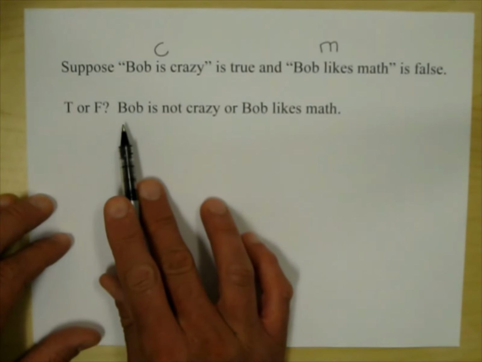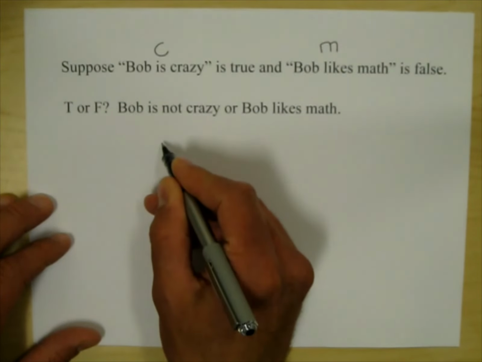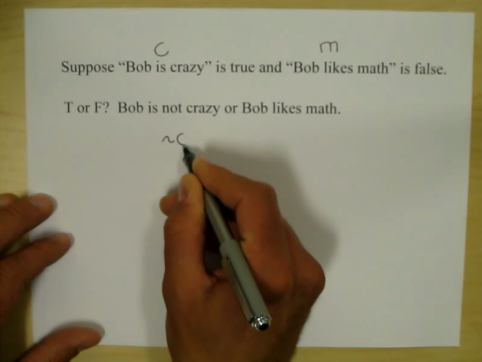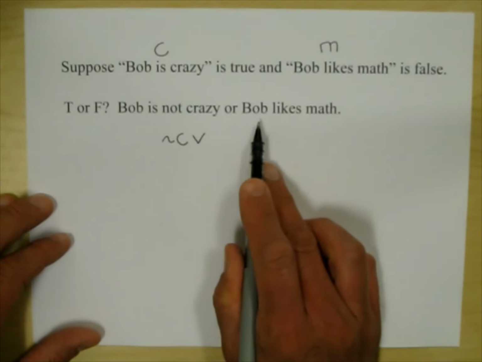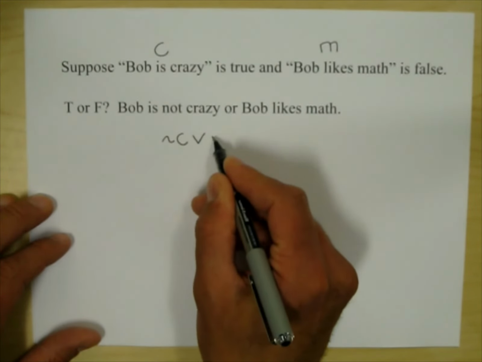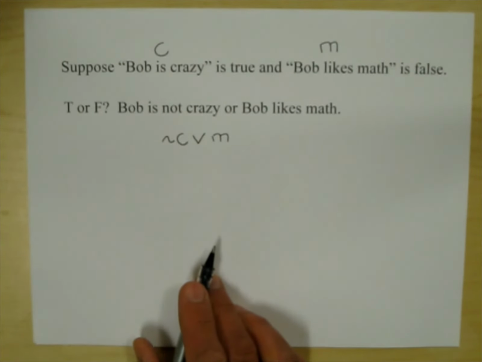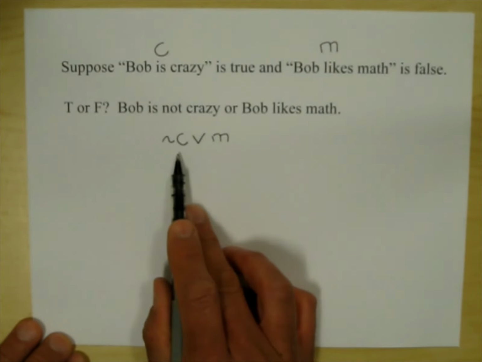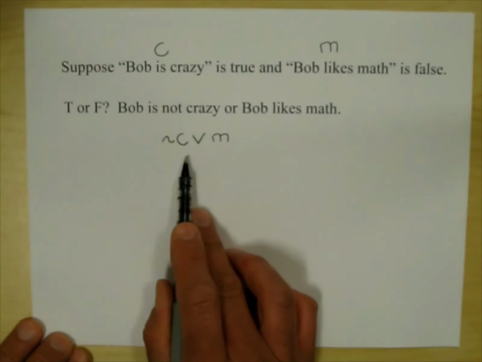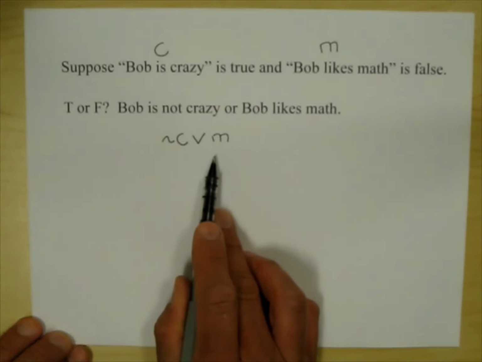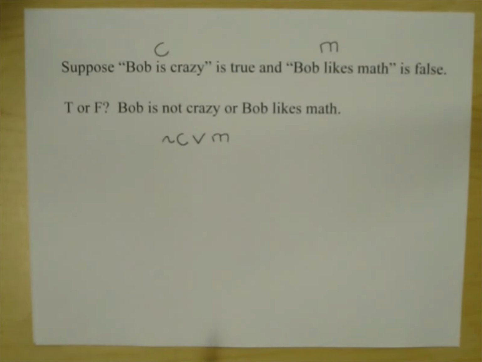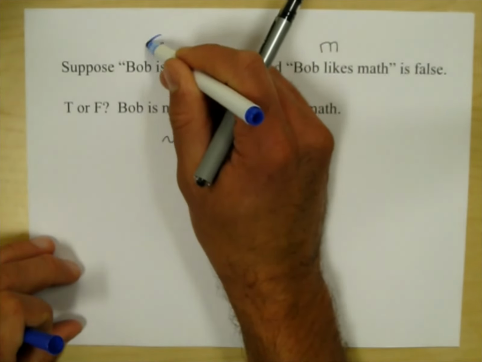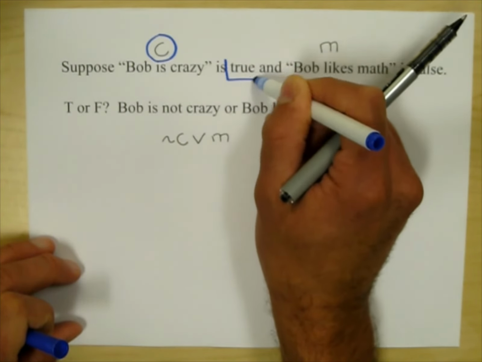So now I'm going to write this statement, which is in words, in symbols. Bob is not crazy. Or Bob likes math. So that's the statement right there in symbols. So now what am I going to do with this statement in symbols? I'm going to make a replacement because it said that C is true.